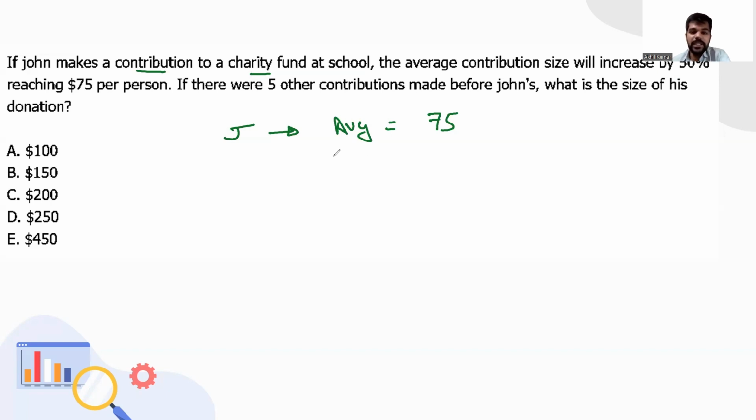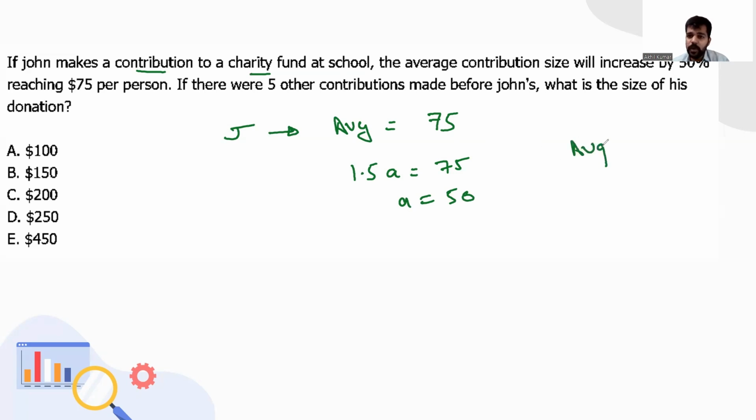We can clearly say that before John there are 5 contributors, and we need to first figure out the average value for them. So the new average is equal to 75, and this is 50% more than the previous average, so you can write 1.5 times the previous average, assume it is a, equal to 75. From here, the value of a comes out to be $50. That means before John came in, the average value is equal to $50.